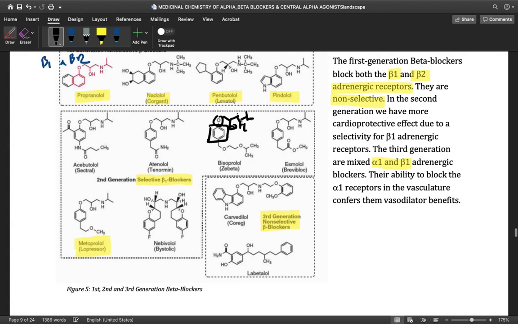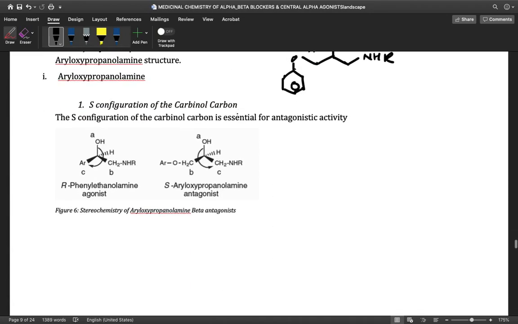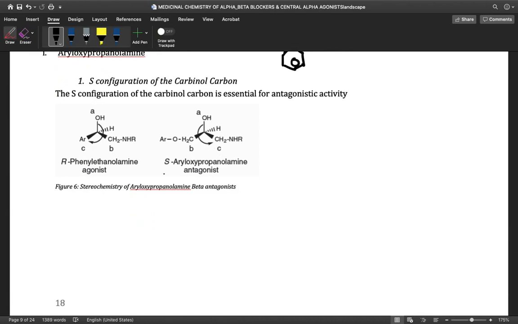Okay, aryloxypropanolamine. I need you to be able to recognize that on an exam. Okay, now the S configuration of the carbonyl carbon is necessary for activity. S configuration is necessary for activity.